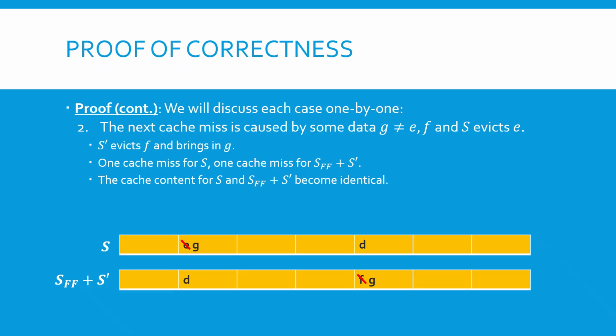Afterward, the cache contents of S and SFF plus S prime become identical. From then on, we can let S prime copy the remaining eviction decisions of S, which will not cause more cache misses than S.